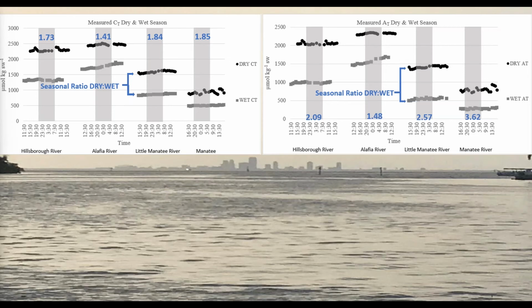This second figure to the right contains the AT results for each river, and like CT results, dry season concentrations exceeded wet season concentrations, and the seasonal ratios range from 1.48 on the Alafia to as high as 3.6 on the Manatee.